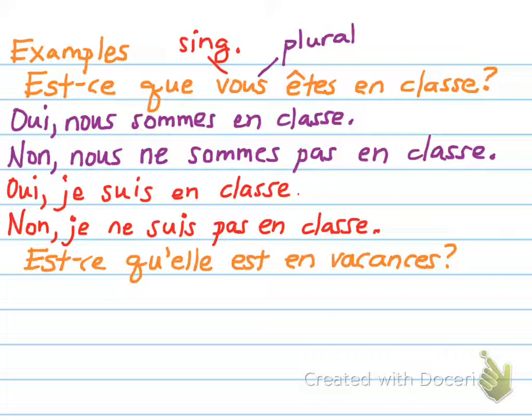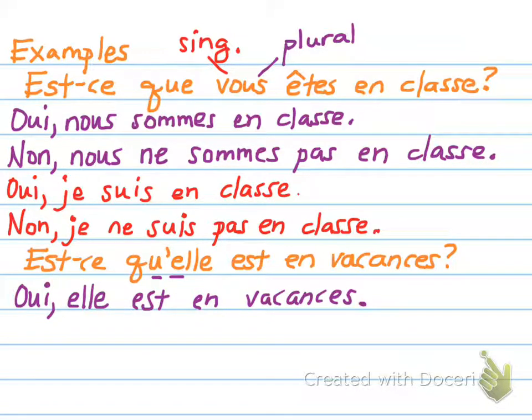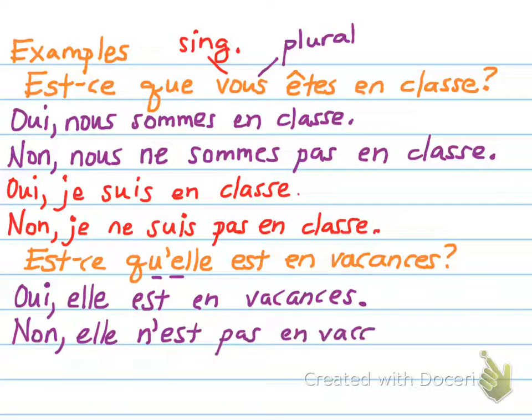Okay. All right, est-ce qu'elle est en vacances? Notice I did the QU apostrophe because L starts with a vowel. So I'm asking, is she on vacation? So if she is on vacation, then it would be oui, elle est en vacances. If she's not on vacation, then it would be no, elle n'est pas en vacances. Again, I did the N apostrophe because A starts with a vowel.